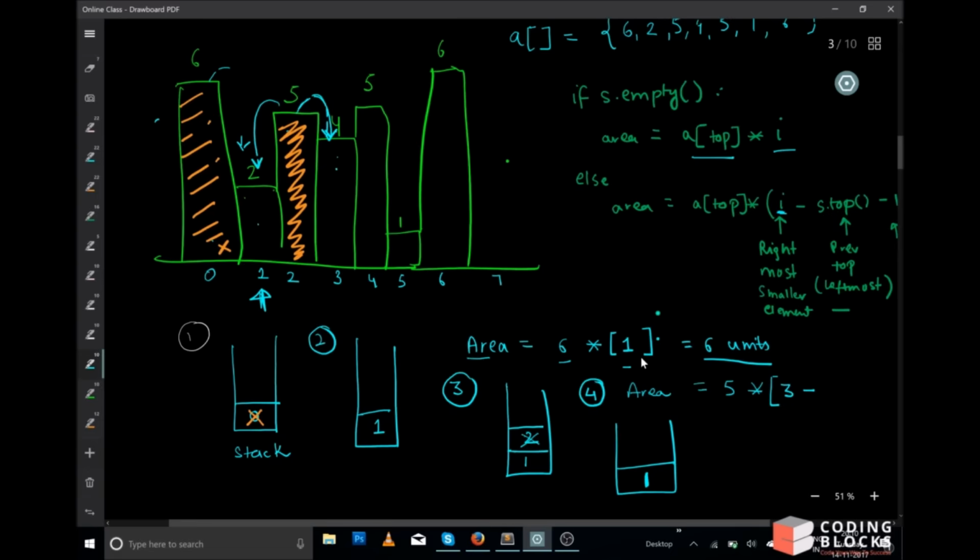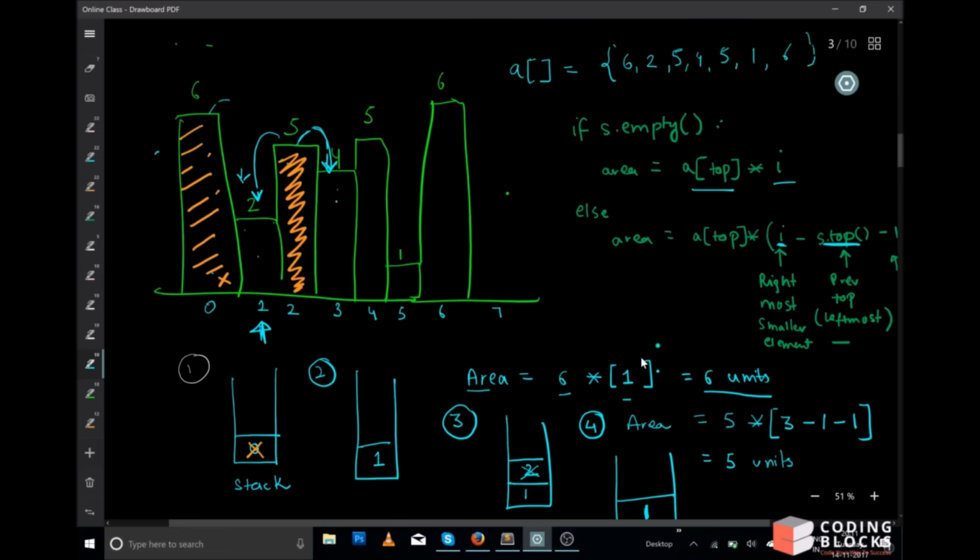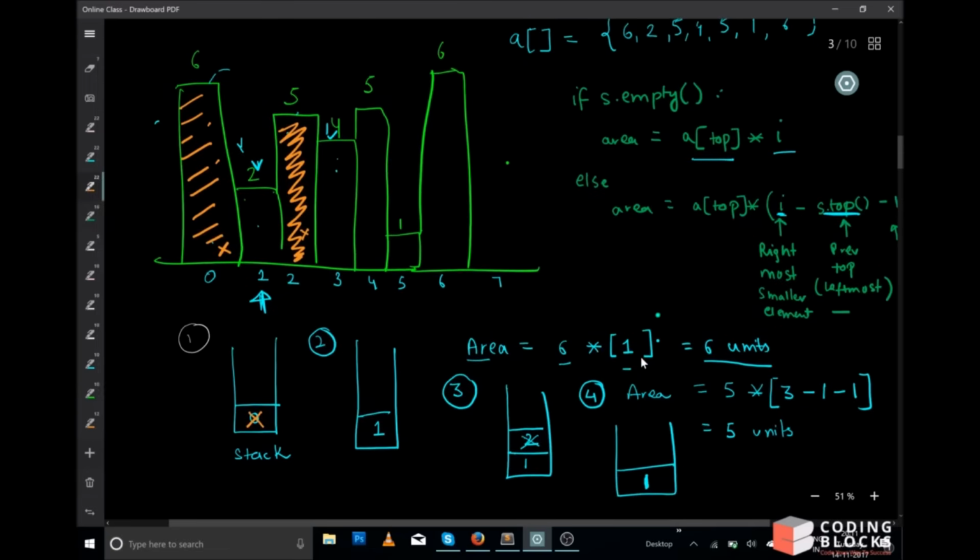So this is nothing but the topmost element in the stack. So minus 1 and minus 1. So it becomes nothing but 5 into 1. So which is again 5 units. So you can clearly see the loss of area or the maximum area that this bar could form alone was nothing but 5 units. So we have removed this bar as well.